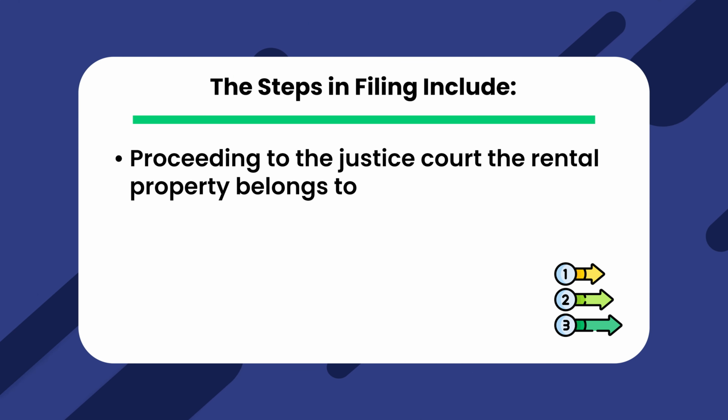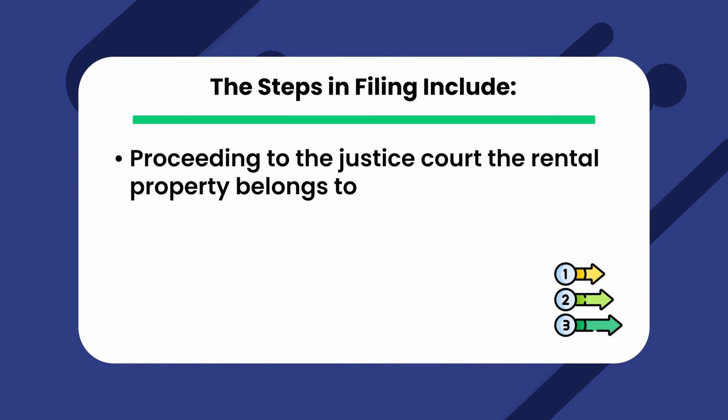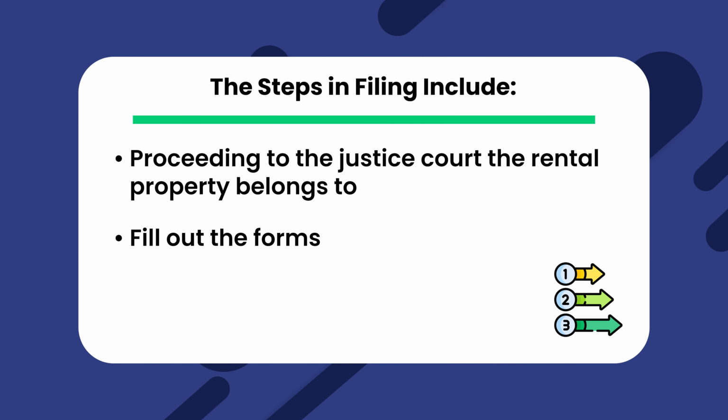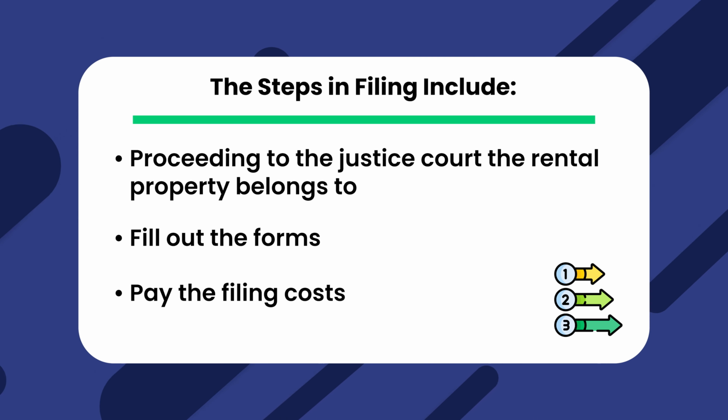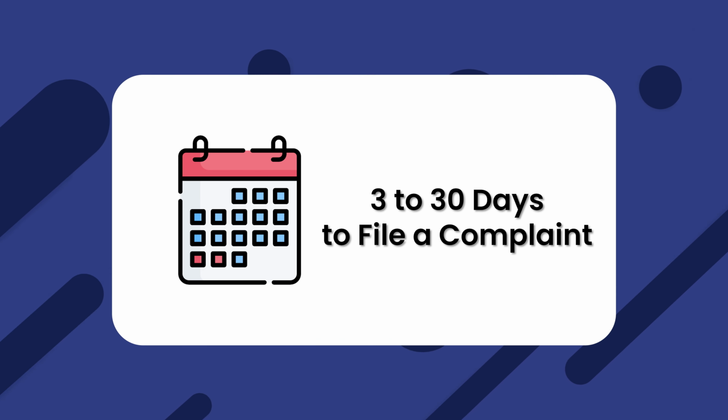Successful evictions rely on correct filings, so the landlord must file all the forms correctly in the right court. The steps in filing include proceeding to the justice court the rental property belongs to, and this could be a circuit court or a general session court, fill out the forms, and pay the filing costs. What about the timeline? Well, it takes between 3 to 30 days before a landlord can file a complaint.